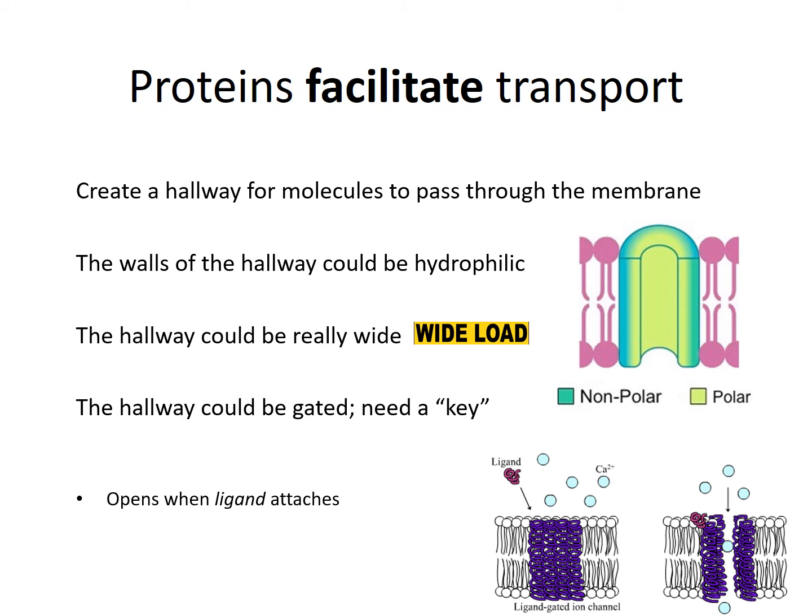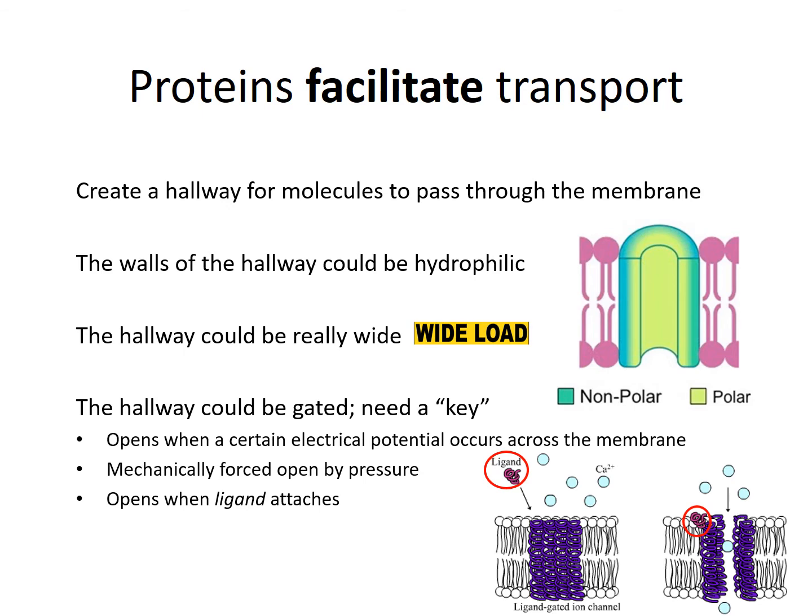A type of key that could open a protein hallway, a transport protein, is called a ligand. So perhaps the transport protein is functional only when this ligand attaches. That's what you see in the image here. When this ligand chemically binds to the transport protein, you can see that the hallway opens up, allowing the passage of molecules. Perhaps the hallway only opens when mechanically forced to, when pressure is applied to the membrane, or perhaps it opens when a certain electrical potential occurs across the membrane.